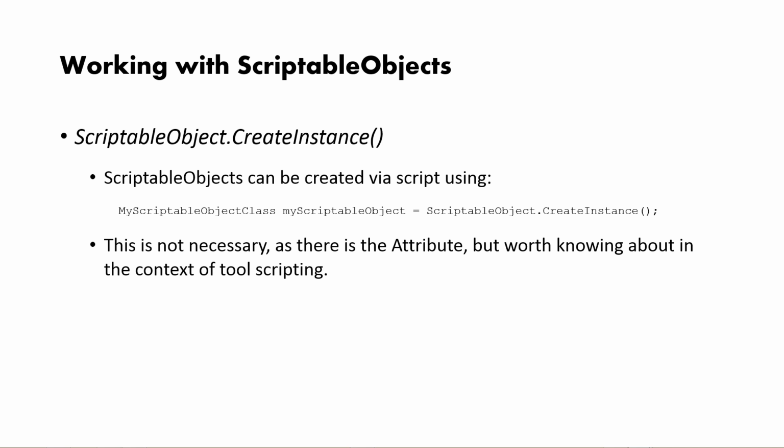So ScriptableObject.CreateInstance. You can create scriptable objects by script. Normally we don't need to do that now that we have the asset, but there are times when you want to do that inside scripting.